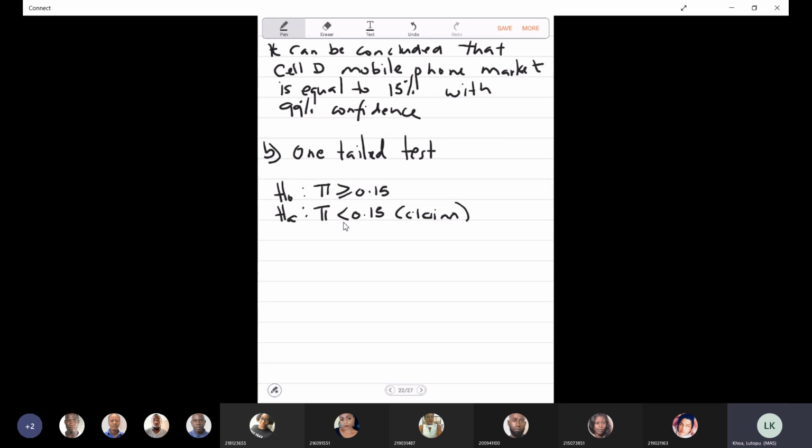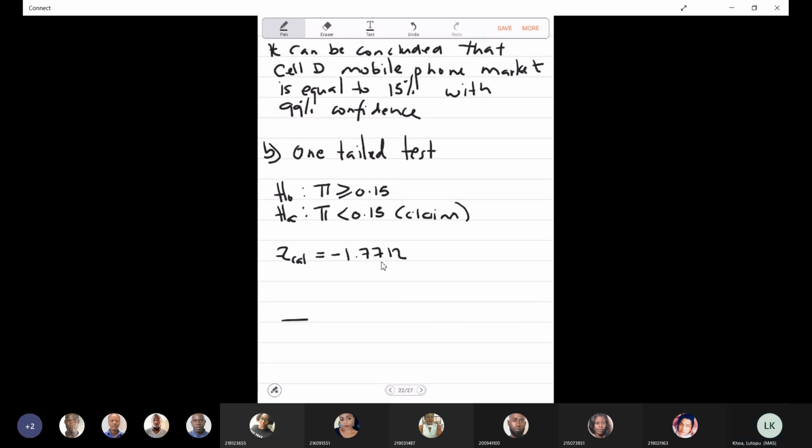Then we would have to calculate the Z, but nothing has changed. It's just the second part of the question. So the Z calculated value is still equal to negative 1.7712, because we're still using the same data, just testing at a different level of significance and testing something different, but the data is exactly the same, so there's no need to recalculate it. Then the decision rule is going to change because our alpha has changed, and what it is we're testing has changed. So our decision rule is different.